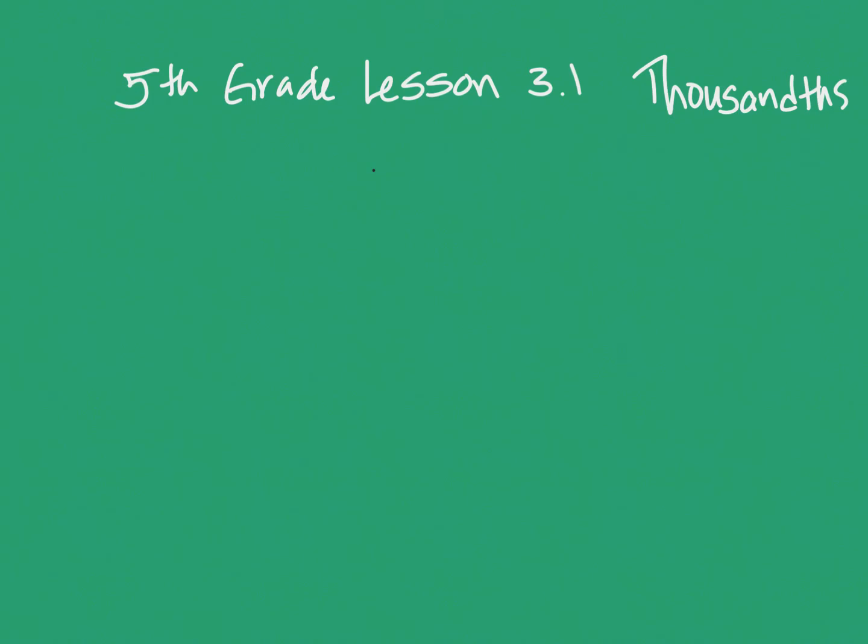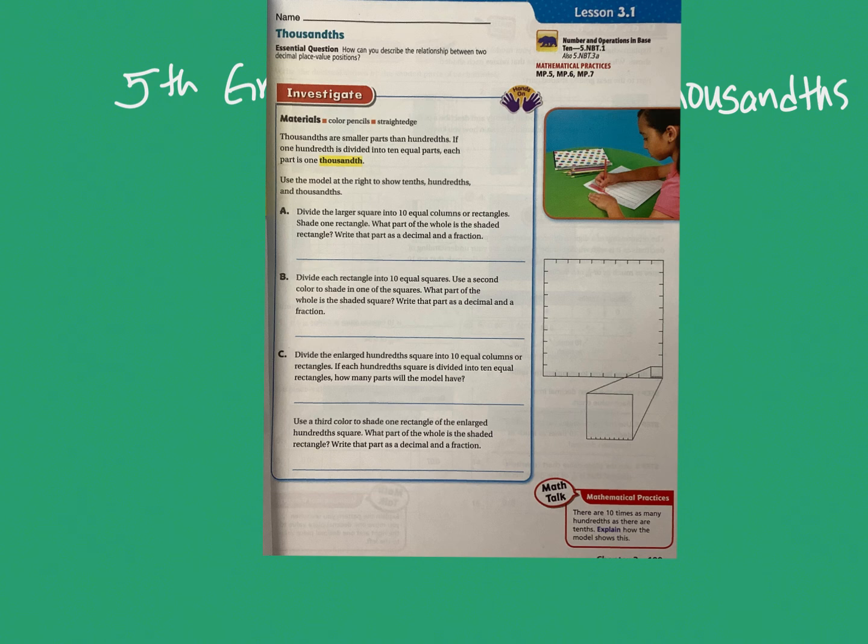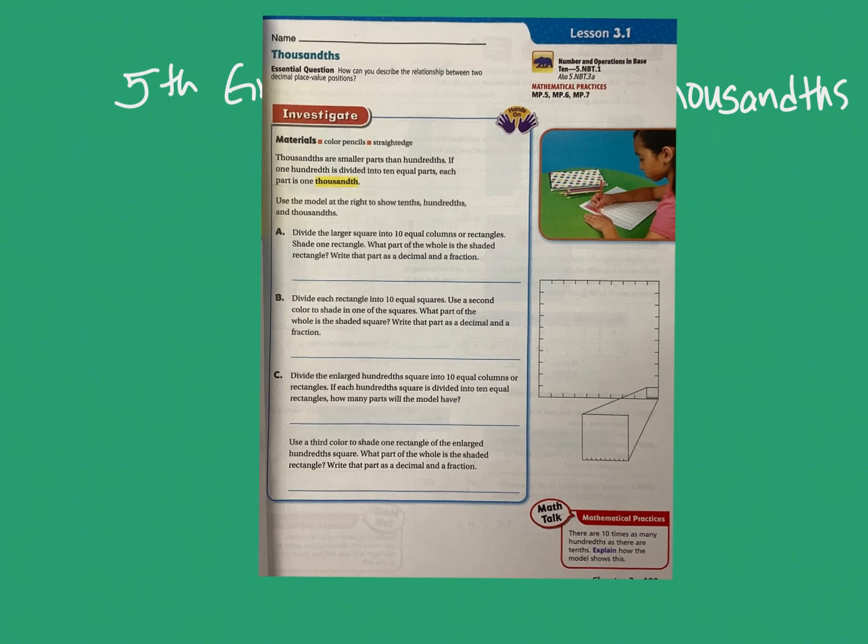Fifth grade lesson 3.1 is the thousandths place. This one's a little trickier compared to the tenths and hundredths place because we were able to tie tenths and hundredths place to money. Tenths place being dimes, you need 10 of those to build a dollar. Hundredths place being pennies, you need 100 pennies to build a dollar.